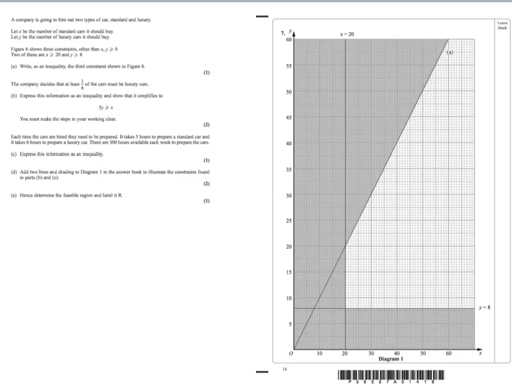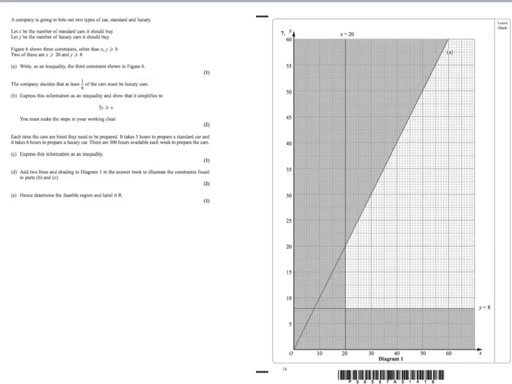So along our x-axis along the bottom, that's how many standard cars we've got in our graph. And going up the y-axis, that's the number of luxury cars that we've got. Now obviously you can have combinations of the two different types of car, and they're the only variables we're considering in this problem.